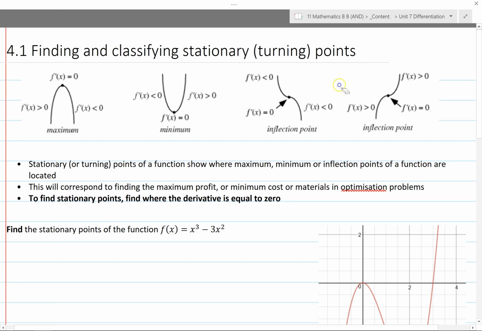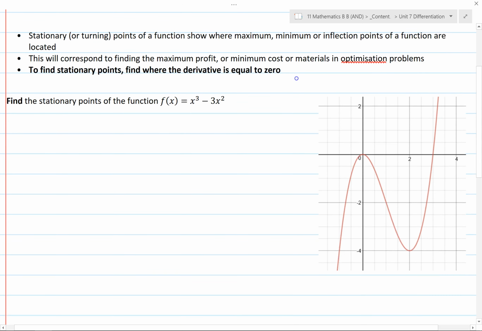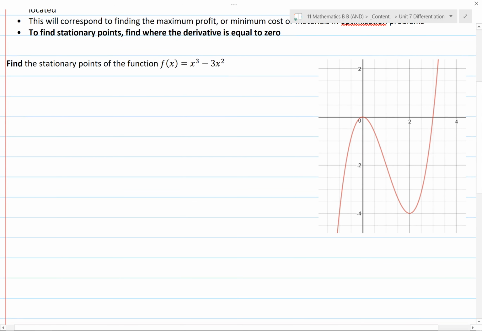So let's have a go at doing one of these problems. I want to find the stationary points of this function, which is graphed to the right. We can observe graphically that there are 2 stationary points, a maximum here and a minimum here, but we want to be able to find them algebraically because we may not be able to graph all of these functions. I need to find where the derivative is equal to 0.